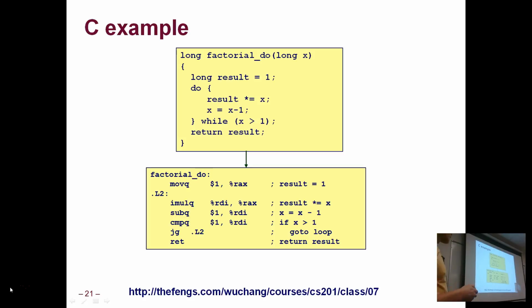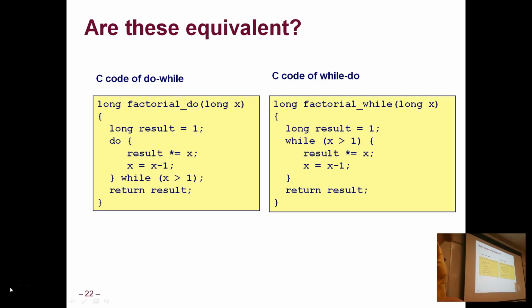Okay. And for all of these examples, this is the C code, and if you do a gcc -S, this is basically what you'll get in assembly. I have all of those in this directory if you want to go and look at the assembly code by yourself. So question, are these two pieces of code equivalent? This is the do-while, and this is another construct that does the while-do.